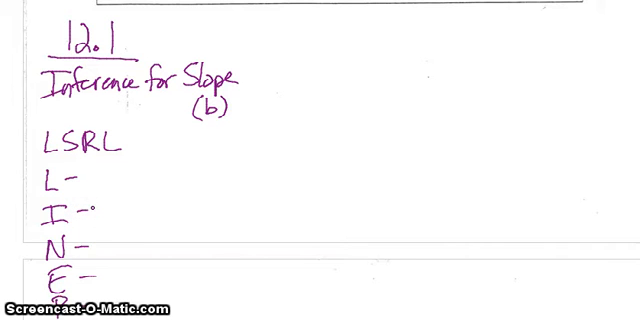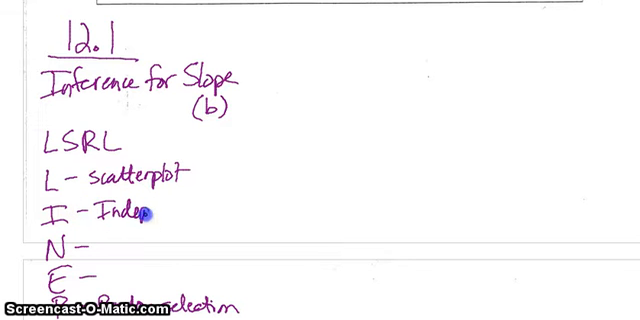For L, we're going to look at our scatter plot to say it's linear in nature. For R, we're going to say random selection was used, whether it's through random allocation or it's a random sampling method. Then, based on the fact that it's randomly sampled, we can talk about the independence. Okay, we're going to say independence is reasonable based on randomness.